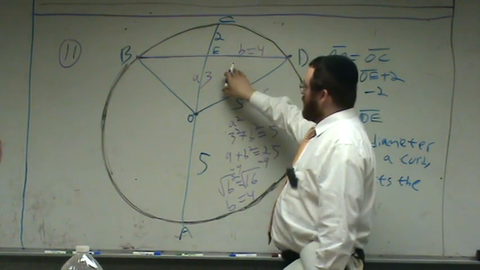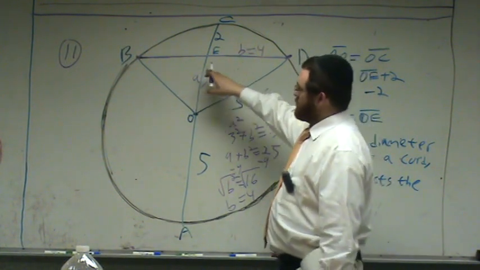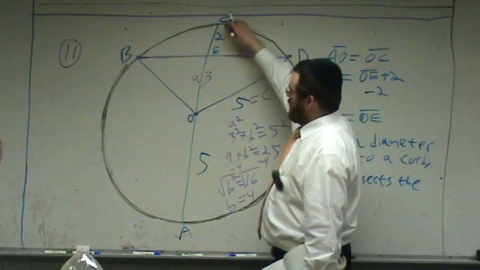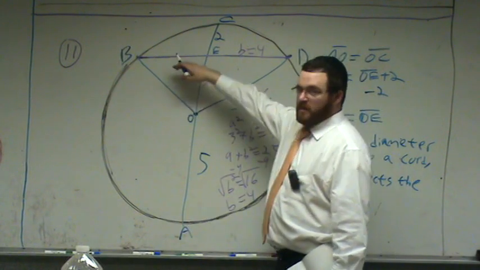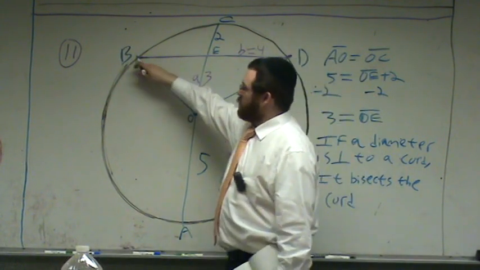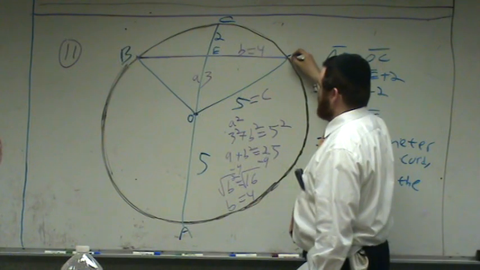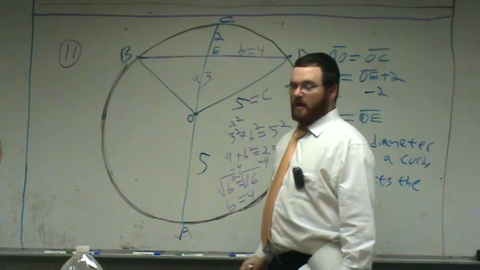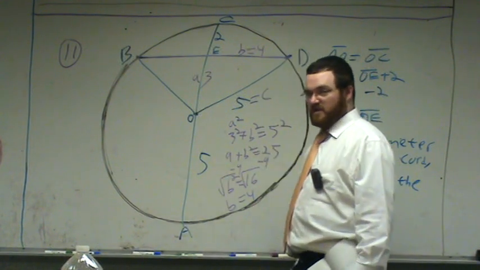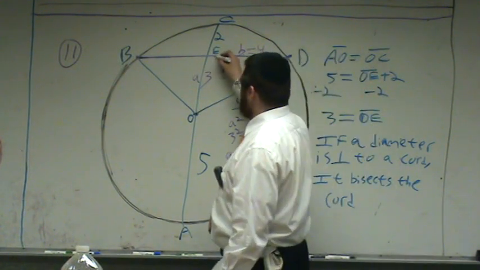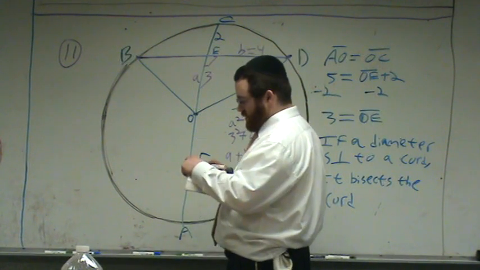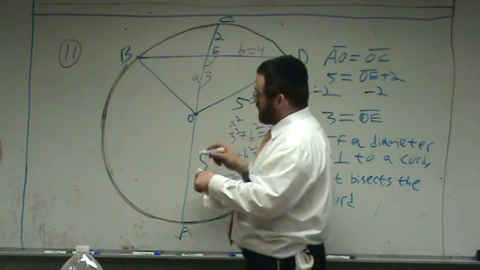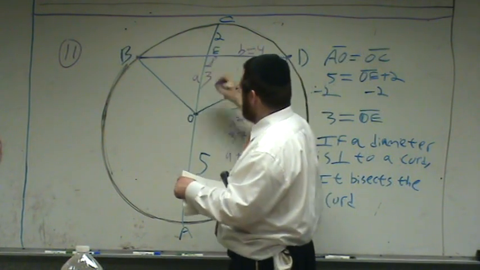And if B is 4, so we know that if you have a diameter that goes through the circle and it's perpendicular to a chord, line BD is a chord because it doesn't go through the center. It is not a diameter and it stays inside the circle. Something like that is a chord. And it tells you that it's perpendicular. It says that diameter AC is perpendicular to chord BD. So if it's perpendicular, you have a right angle.